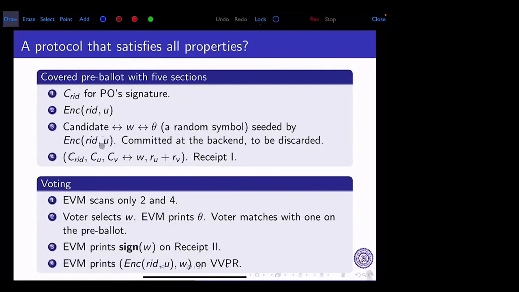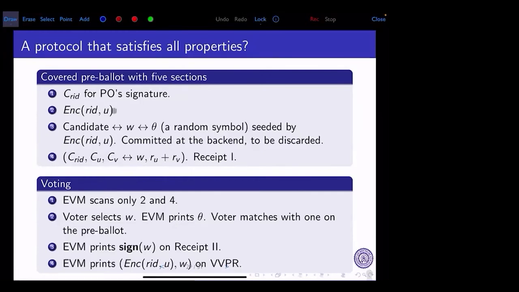encryption of this. And the receipt contains the CRID, the CU, the CV, the CV to W mapping, RU plus RV. And note that from this part of the receipt, no information can be figured out simply because of the perfect hiding property of the commitment. So what is the protocol?